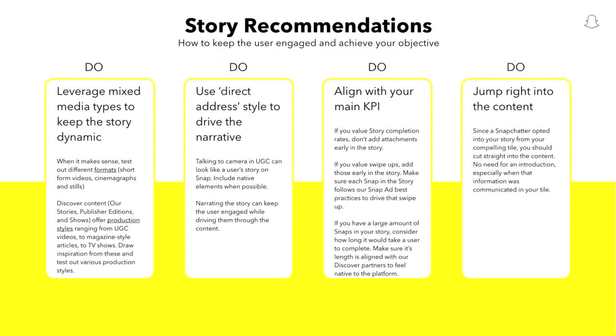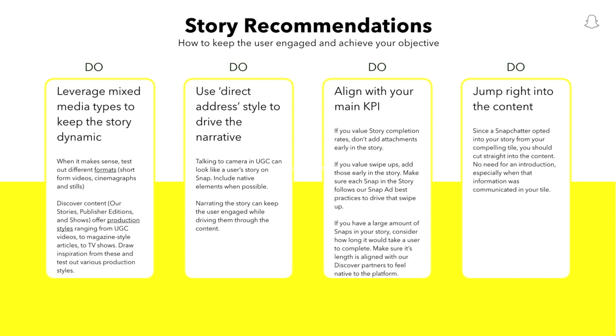As for the story, follow these recommendations. First, leverage mixed media types to keep the story dynamic. When it makes sense, test out different formats, short-form videos, cinemagraphs, and stills, whatever you think is best to keep the content flowing and your narrative consistent throughout. Discover content like Our Stories, Publisher Editions, and shows offer production styles ranging from UGC videos to magazine-style articles to TV shows. Draw inspiration from these and test out various production styles to see what's driving the most results for your brand.